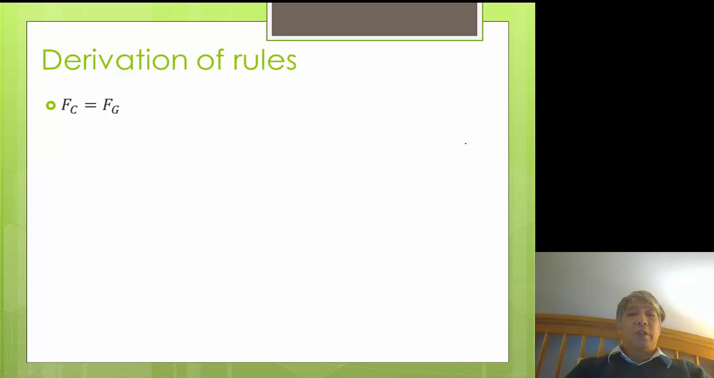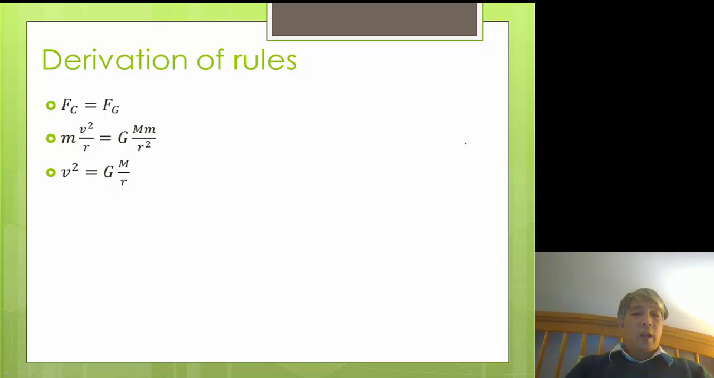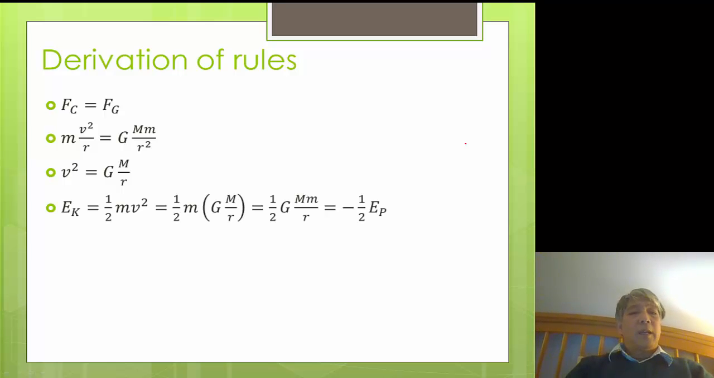Again, we start with the fact that your centripetal force is equal to your gravitational force. We're going to come back to that derivation quite often, so it's important to know it. So mv²/r is equal to G_m_m/r². We can cancel the m's, no problem. Cancel one r on both sides, and we're left with v² is equal to Gm/r. Moving from there, I know my kinetic energy formula. It's 1/2 mv², so I'm going to substitute that Gm/r into that formula.